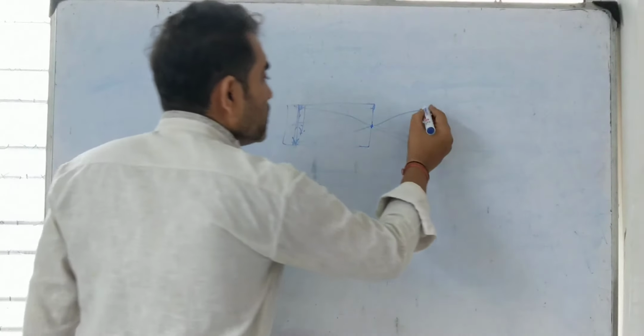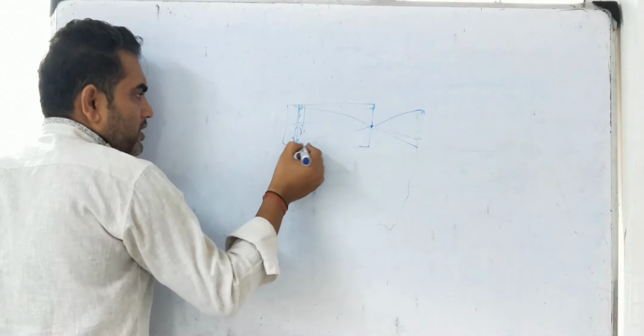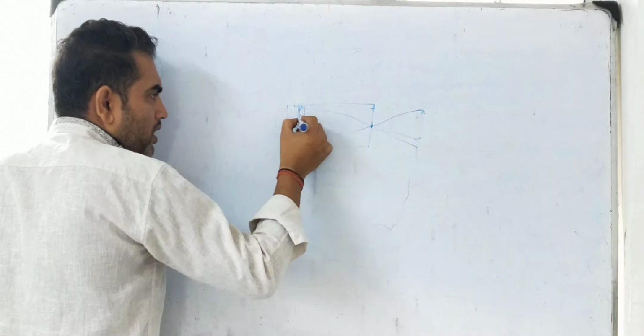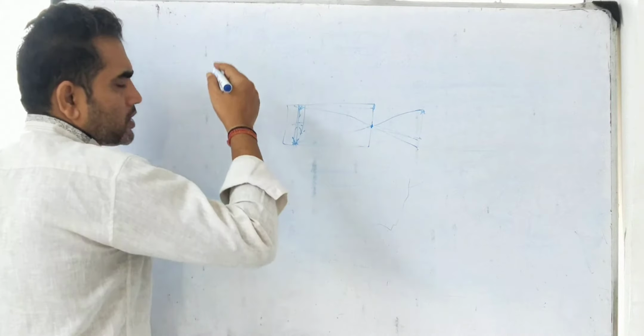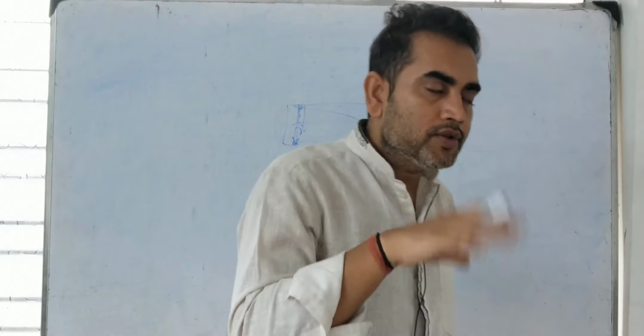Now, how does it form the image? We take an object, and light from the top portion travels like this to the bottom, and from this portion again to this point, and it forms a real image. And if the image is real and taken on the screen, it will be inverted.